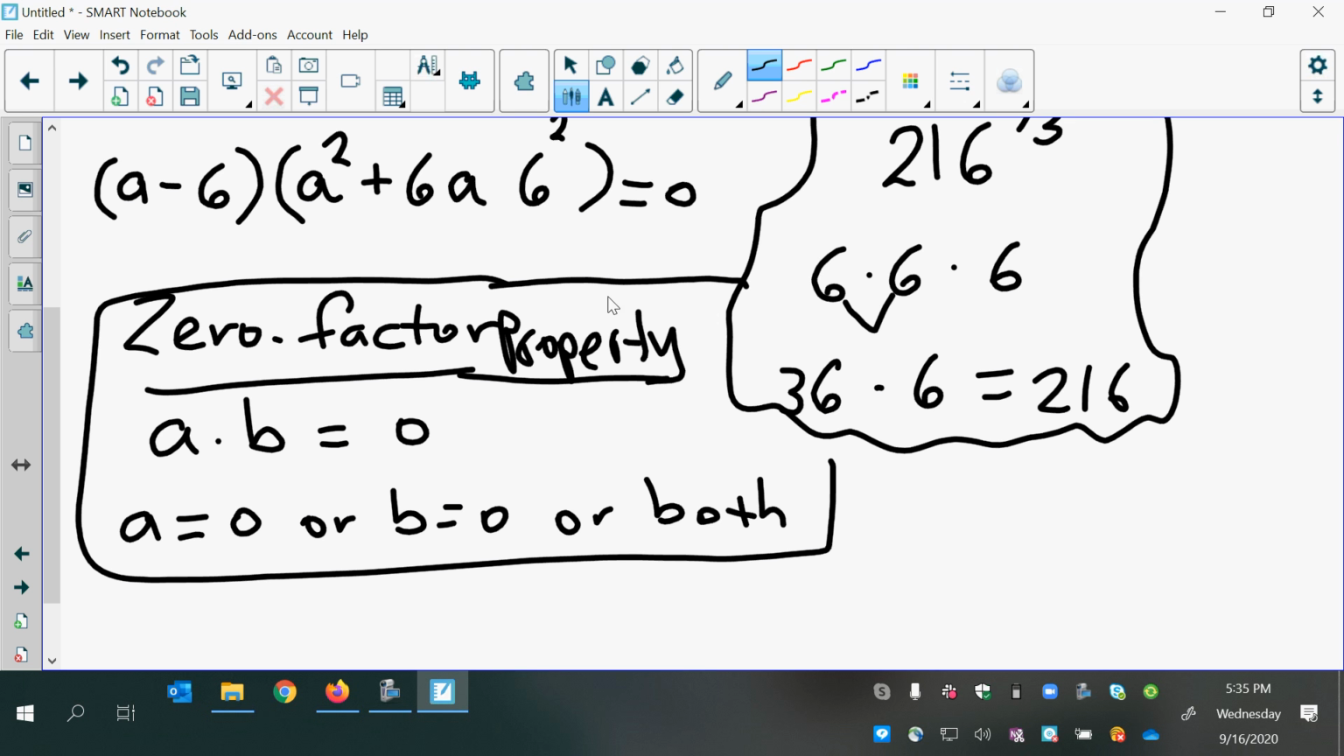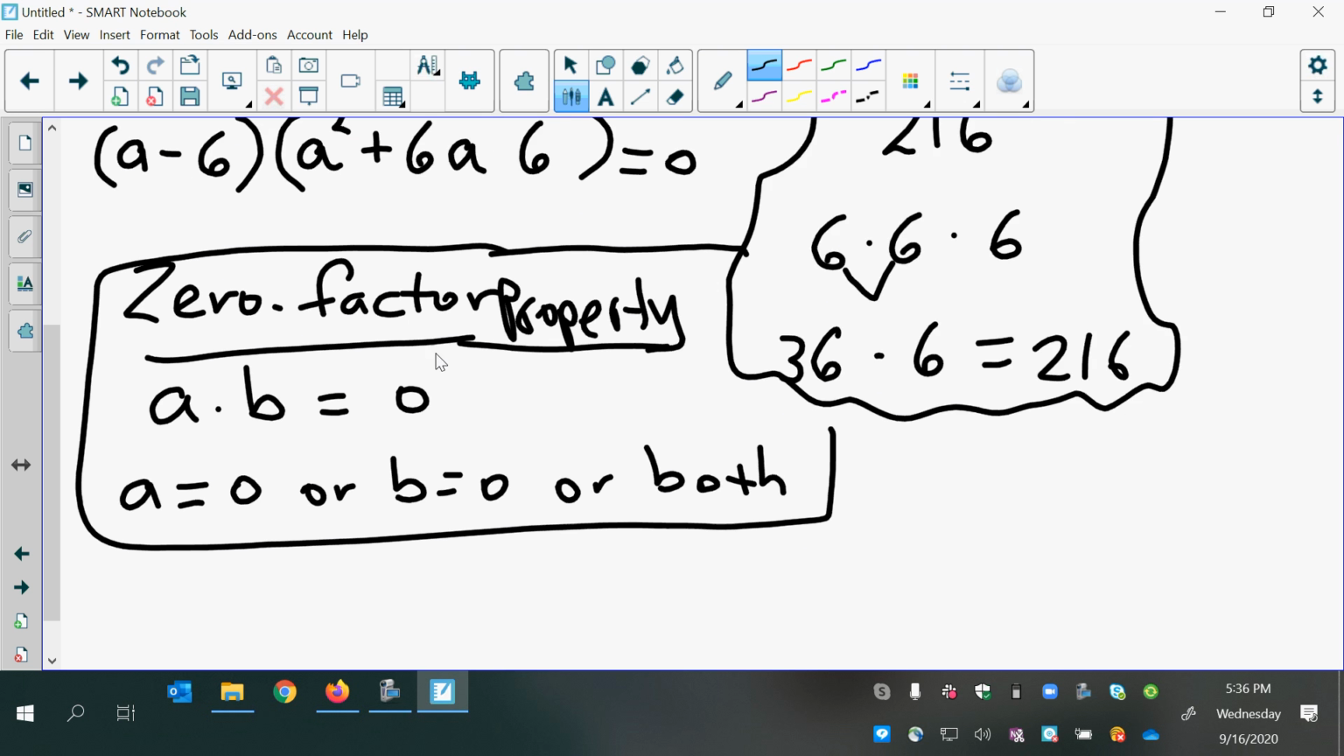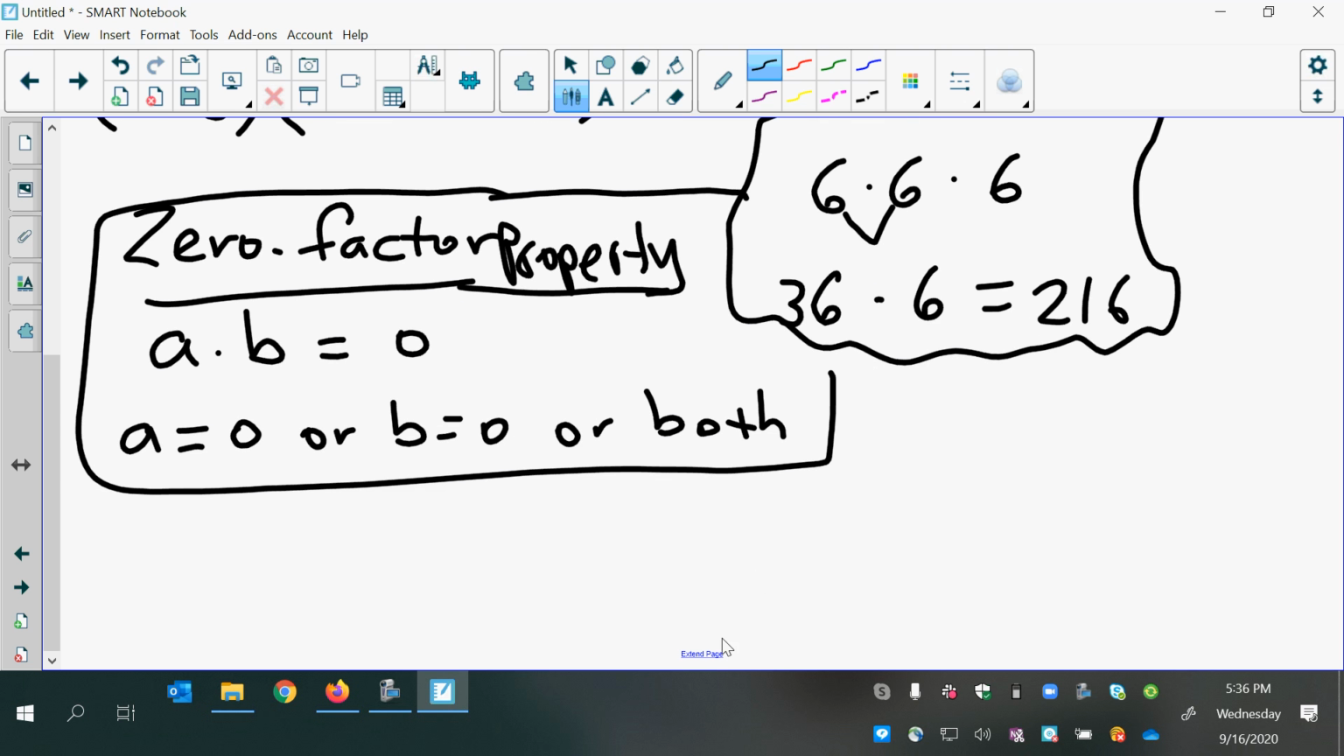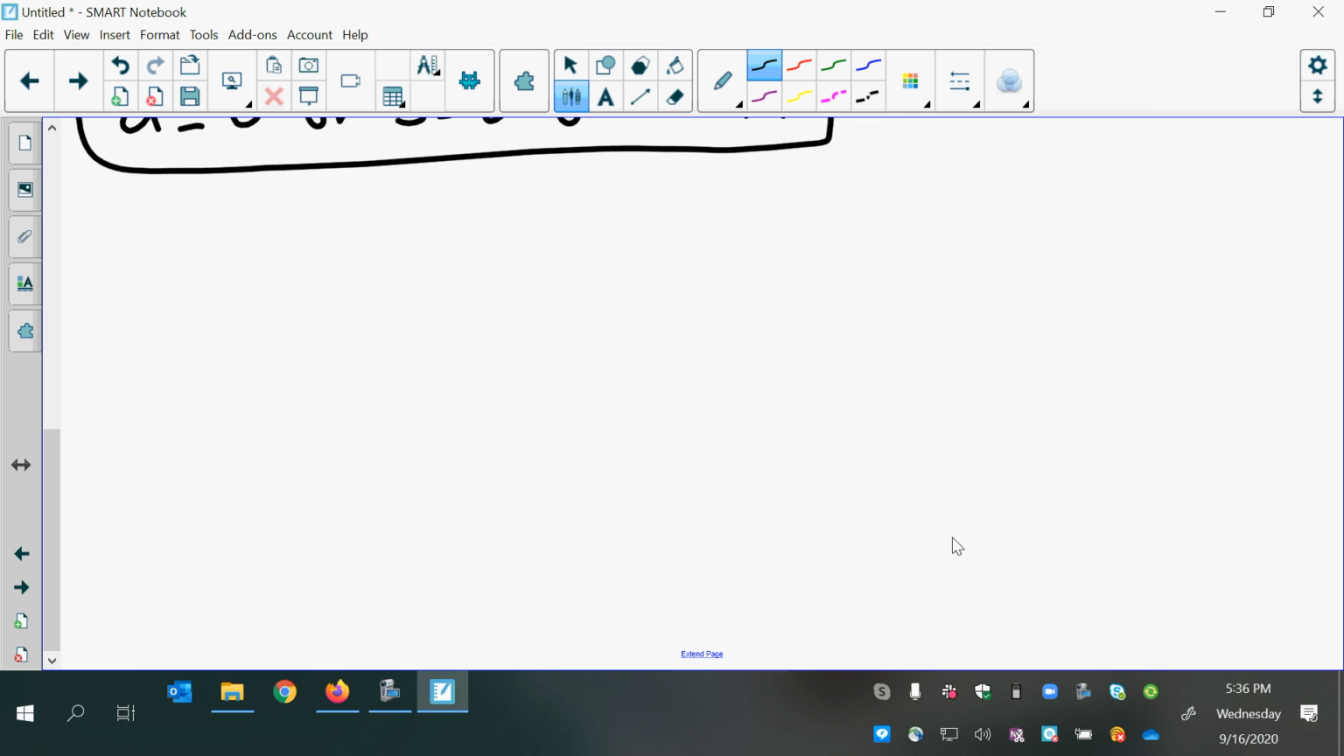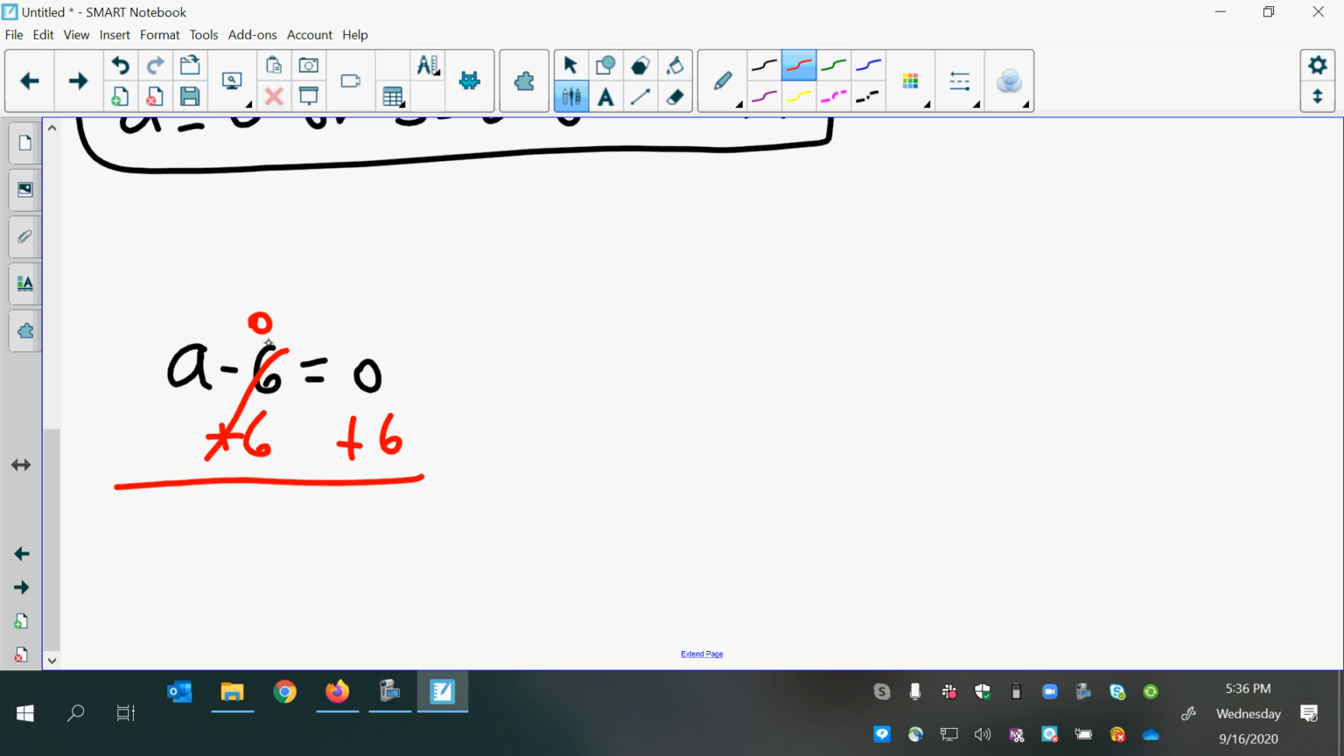And we can use that taking each of these factors, since this is one big thing times another big thing being multiplied, one of them has to be 0 or possibly both could be 0. So you set each one equal to 0 and solve. Now the first part, a minus 6 equals 0, is very easy to solve for. We just add 6 to both sides. Okay, and then we get a equals positive 6 as one of our possible solutions. But we also have the trinomial that's quadratic actually.